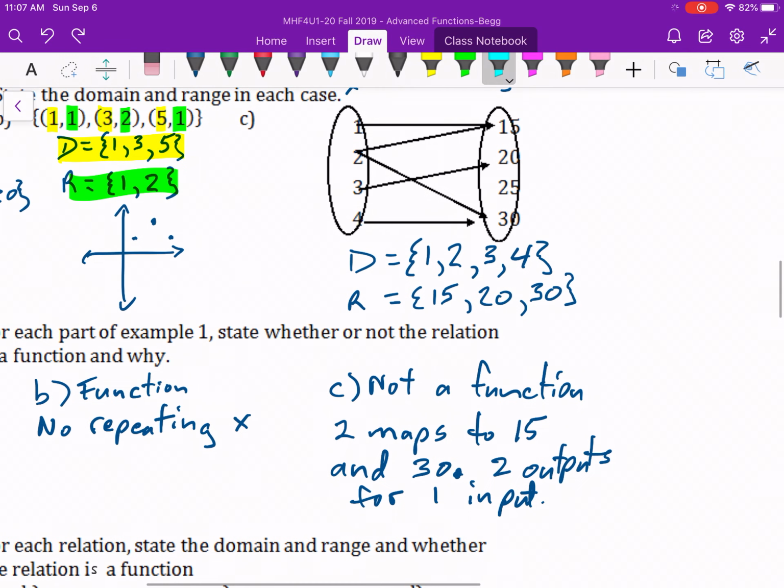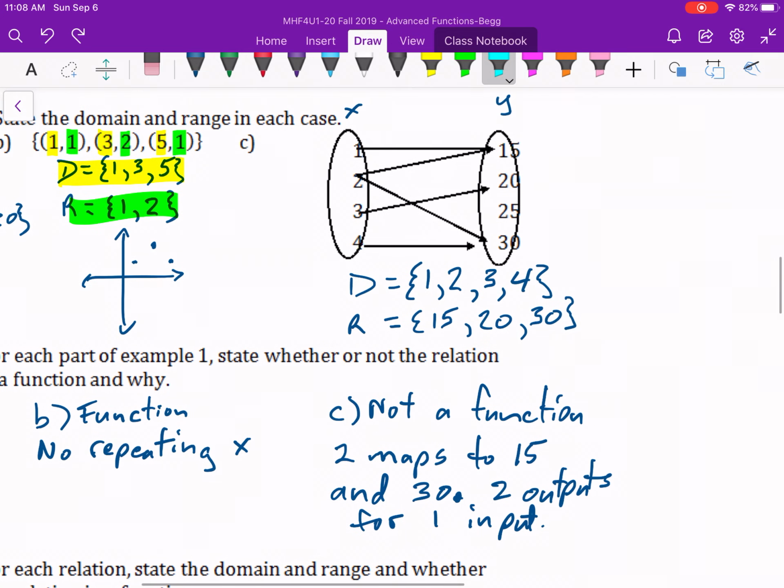As I said, for C part, think of these like ordered pairs. This is not a function, and it's because of what I was talking about before. If you look at the number 2 on the left, there are 2 arrows coming out of it, meaning that there are 2 outputs for a single input. So, not a function.